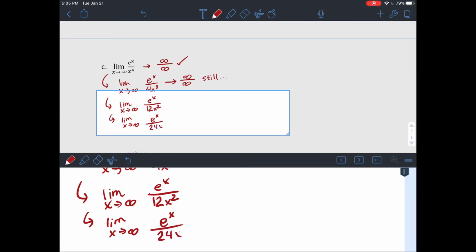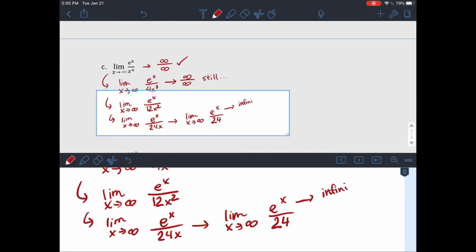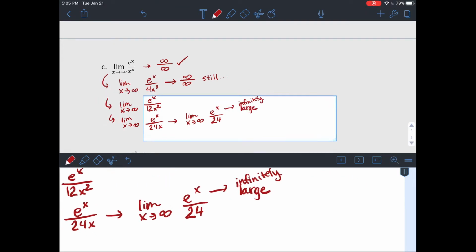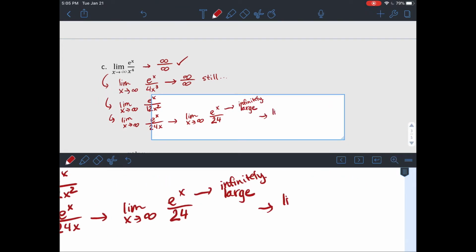So if you keep going on this one, it's nice that the derivative of the top always stays e to the x. Eventually you get e to the x over 24 as x approaches infinity, which if you plug in that value, raising e to some really large power, that's an infinitely large number. So this limit actually doesn't even exist. It's going to approach positive infinity.